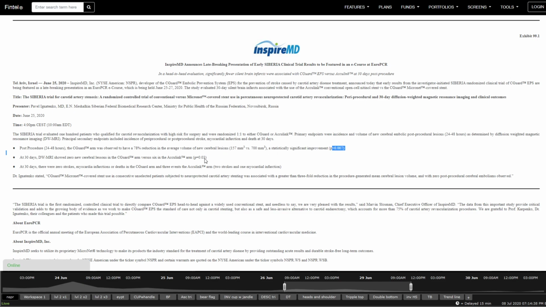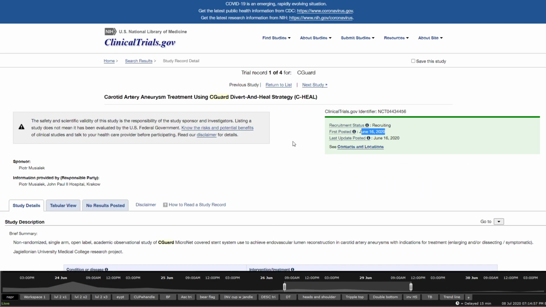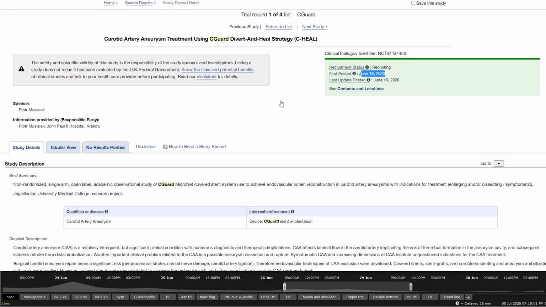So that's actually really amazing in terms of their competition. They showed 0 new cerebral lesions in CGuard versus 6 in Acculink, which is the other current technology in the field. So there's a lot of improvements here, and it's still trading at a quite low level. So I think that's actually a good price to be catching it on, around 0.46 and above, and under 0.5.